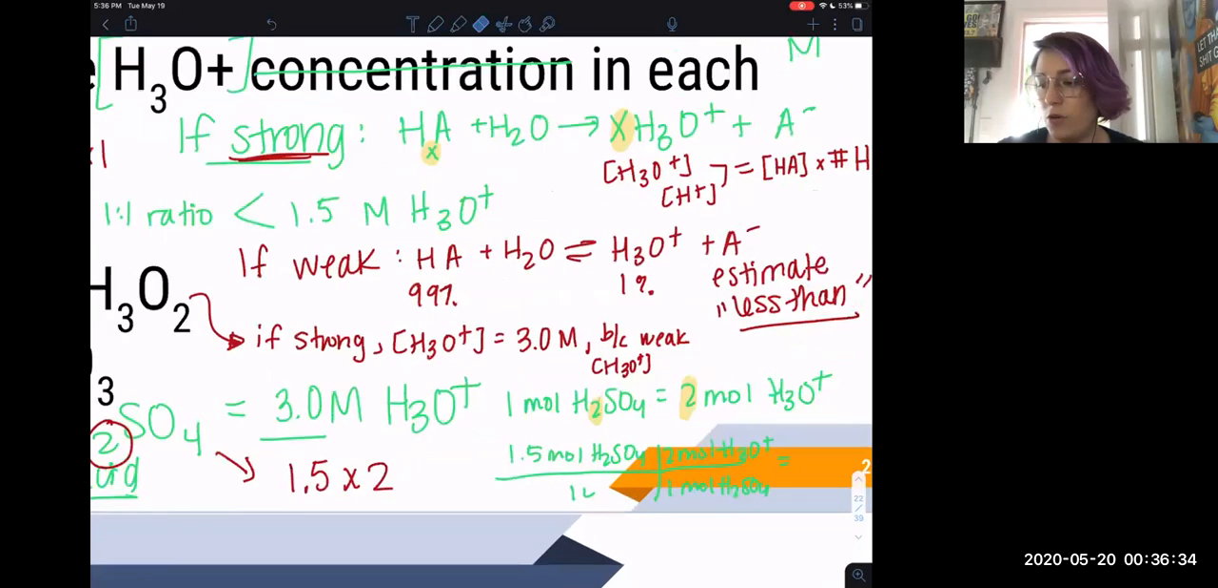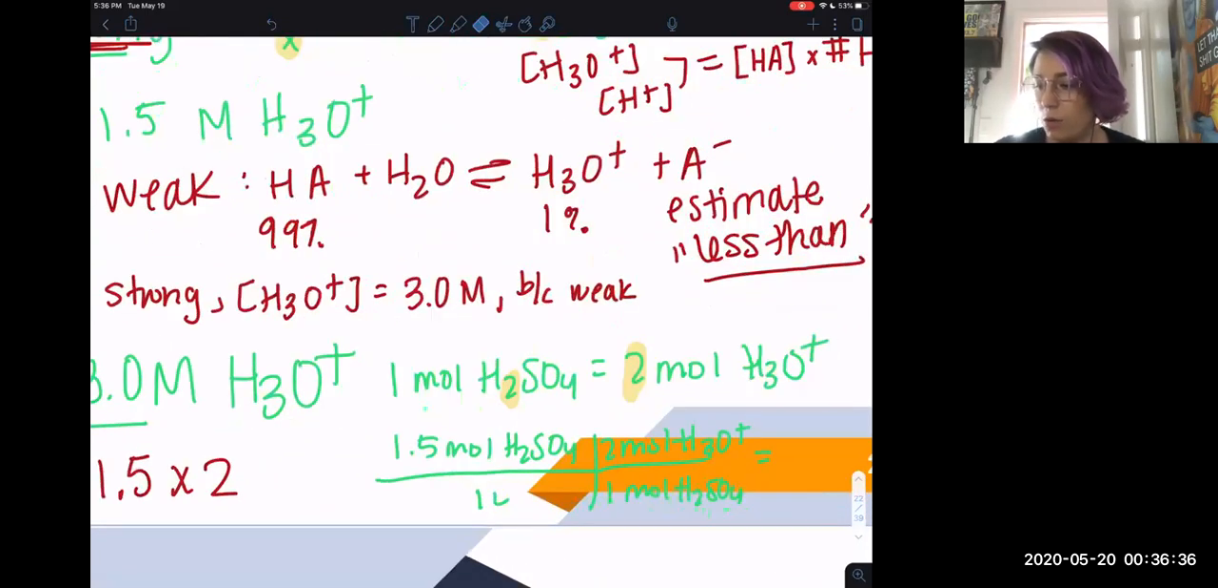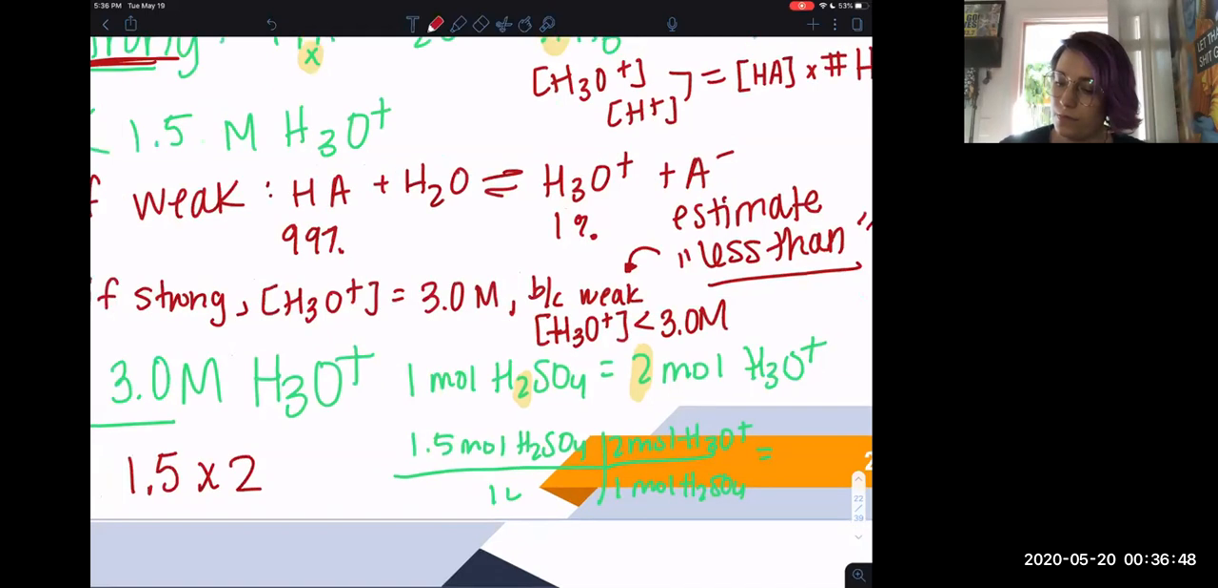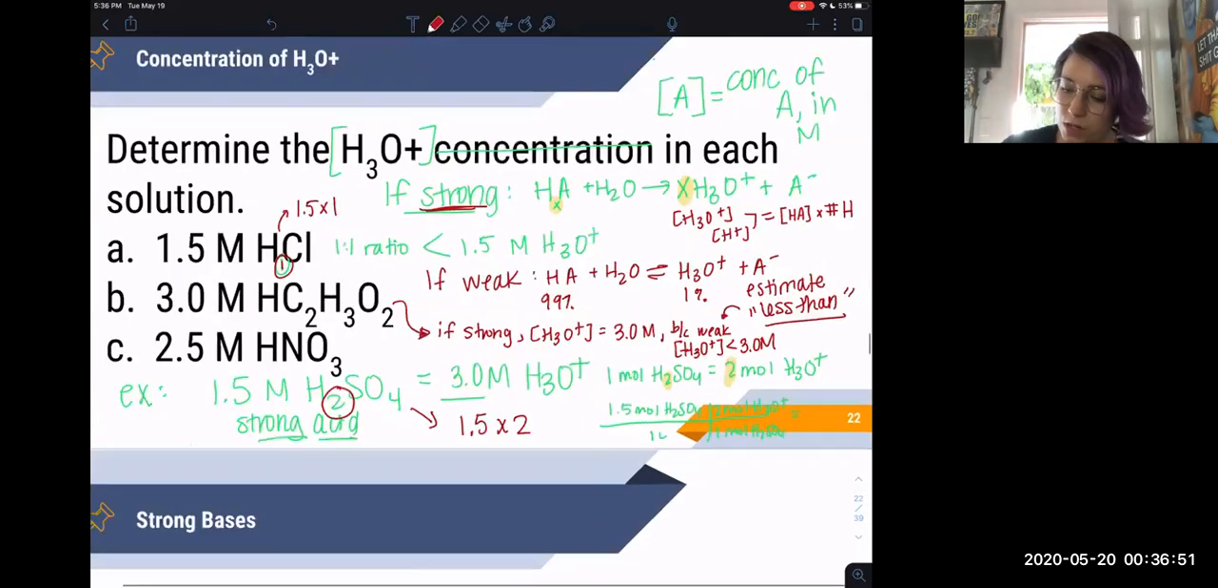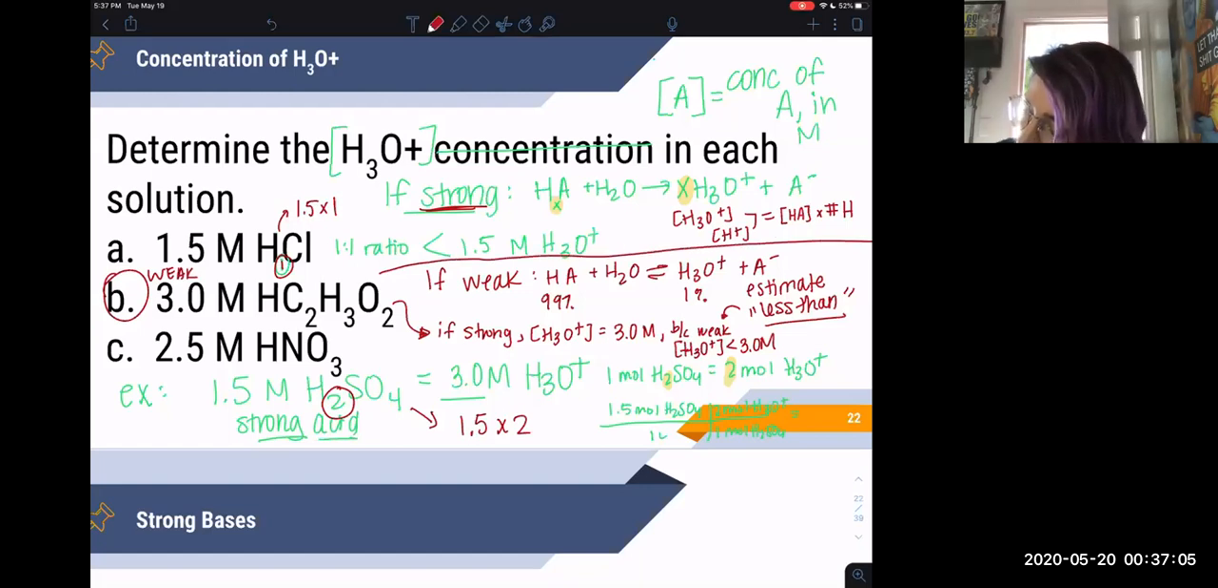You can't give me more information than that because we're not going to do the whole thing. It involves the quadratic equation sometimes and other stuff. So all you can say is that it's less than 3. Because this is weak, we cannot say it's 3, because that would be if it were strong.